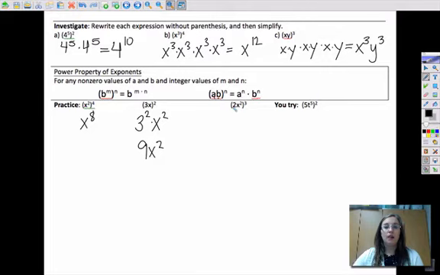So let's look at this next one. I've got 2x squared to the third. So I'm going to apply the third to each part.